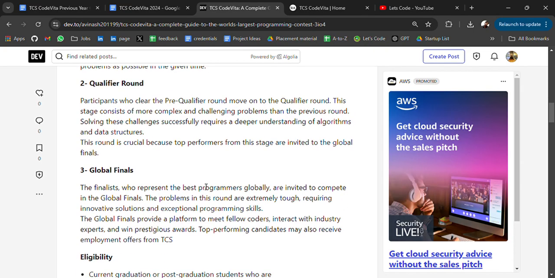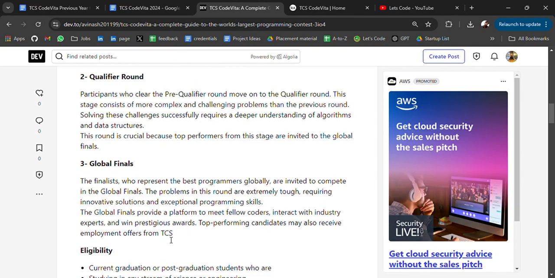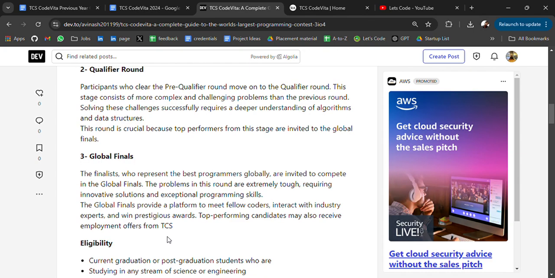And then the last, that is the global finals. The finalists who represent the best programmers globally are invited to compete in the global finals. Okay, so this will be a very good opportunity. The problems in this round are extremely tough, requiring innovative solutions and exceptional programming skills. So it's not for someone who just solves a few codes on LeetCode, or you will not be able to go to this round. So you have to prepare from now, or if you are preparing, then it's very good. The global finals provide a platform to meet fellow coders and interact with industry. If you win, you will get a lot of opportunities. You will get a job offer from TCS or many more companies if they see that you have a good score in this.